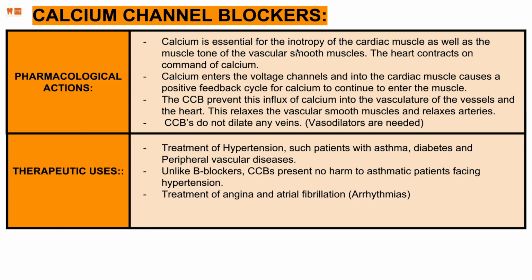Calcium is essential for ionotropy of the cardiac muscle, as well as the muscle tone of smooth muscles of the vascular structures, which is blood vessels. The heart contracts on command of the calcium. So, calcium enters the voltage channels and into the cardiac muscle, causes a positive feedback cycle for calcium, continuing to enter the muscle. That leads to a heartbeat, a pulse rate, but the CCBs prevent this influx of calcium into the vasculature. This relaxes the vascular smooth muscles, relaxing the arteries.